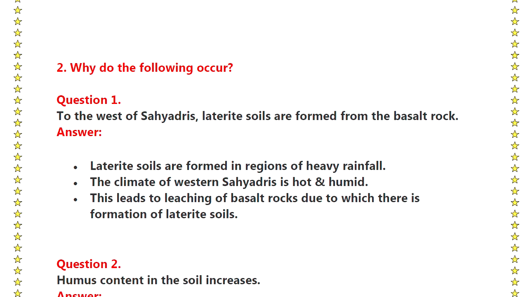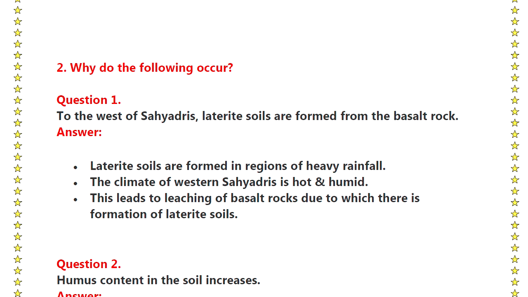Next question. Why do the following occur? Question 1. To the west of the Sahyadris, laterite soils are found from the basalt rock. Answer. Laterite soils are formed in the region of heavy rainfall. The climate of western Sahyadri is hot and humid. This leads to leaching of basalt rocks, due to which there is a formation of laterite soils.